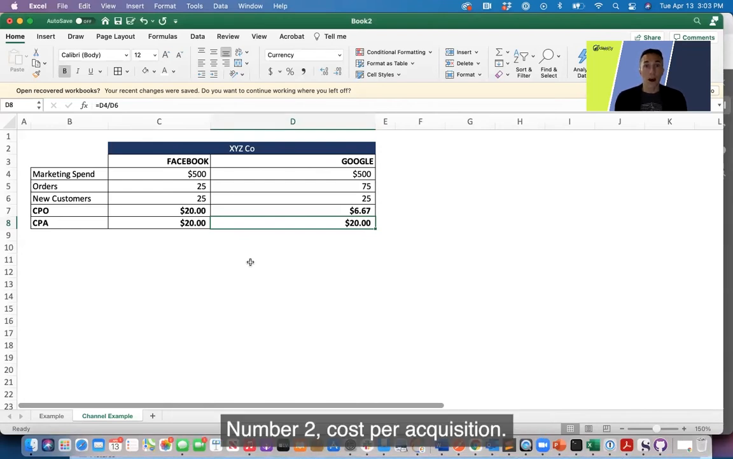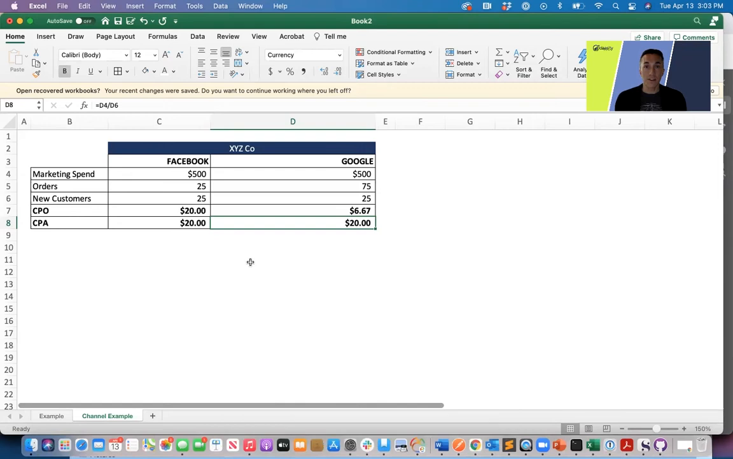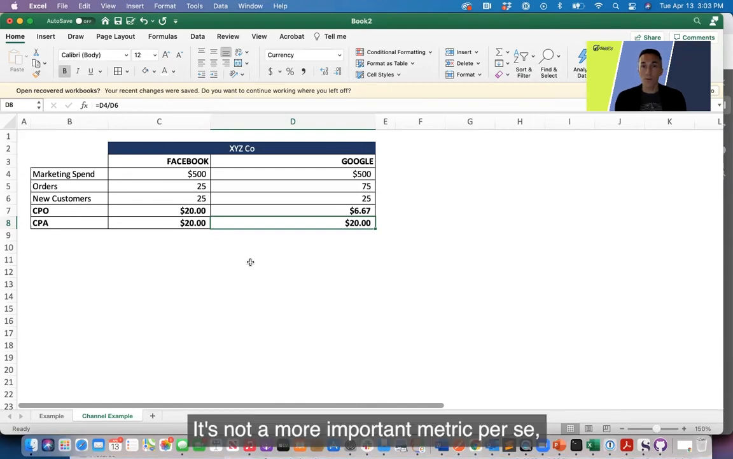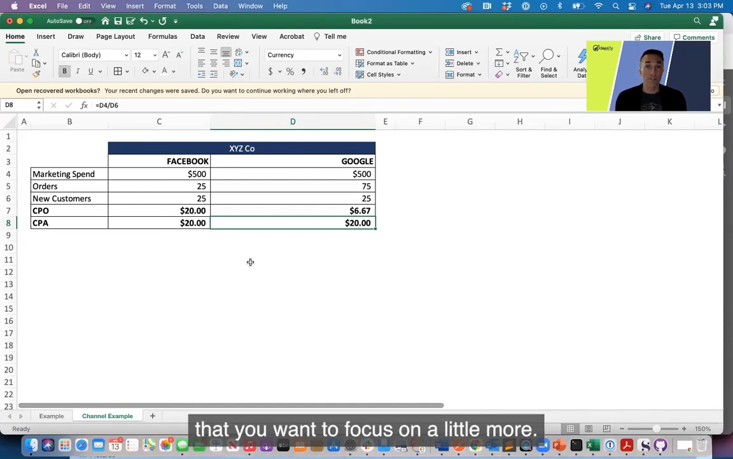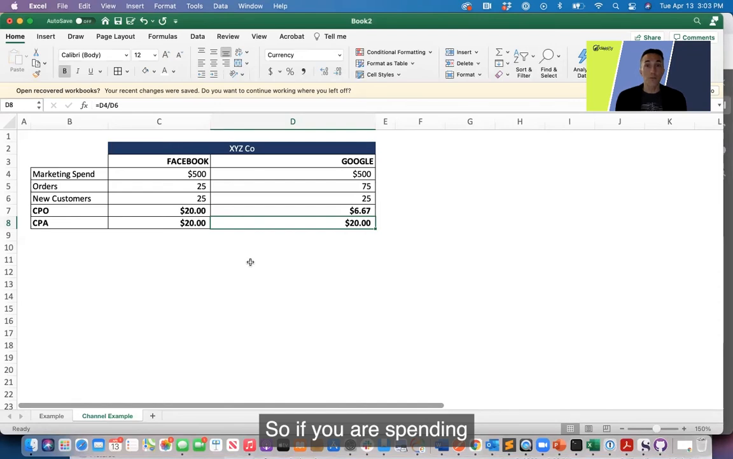Number two, cost of acquisition, it's not a more important metric per se, but depending on your brand and where it is in its growth cycle, it may be a metric that you want to focus on a little more. So if you are spending a lot of money in acquisition and still trying to determine where exactly your new customers are going to come from, looking at cost of acquisition and using that as a guide for where you should be putting your money is probably a better way to go.